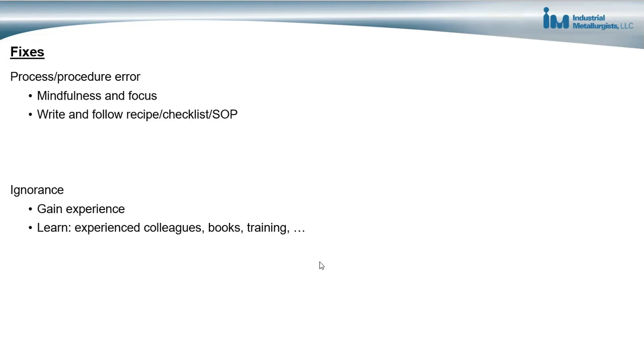Those are the two broad categories of mistakes, or how mistakes arise: the process and procedure errors and ignorance. There may be other areas, but I found that these are the two biggest areas where problems arise.